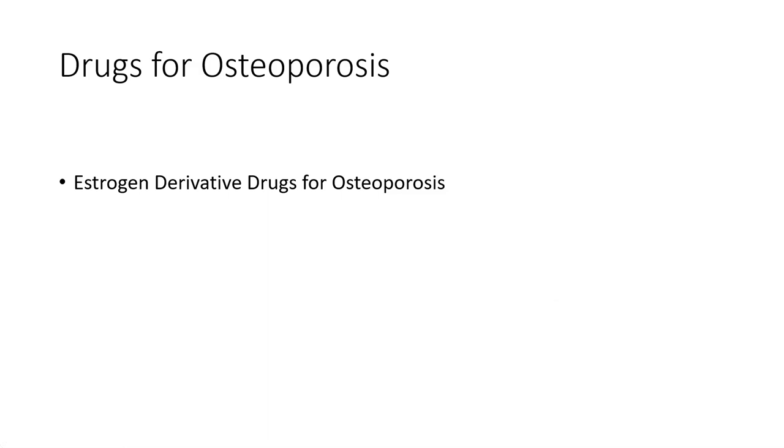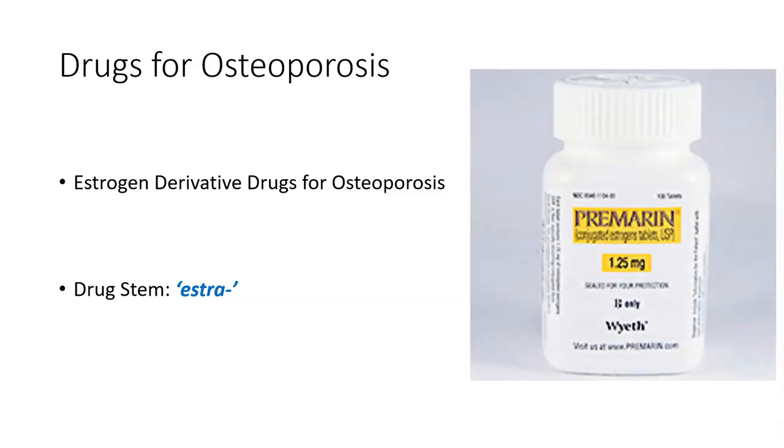We can also use estrogen derivatives to treat osteoporosis, especially in postmenopausal women. Estrogen is a hormone that facilitates the absorption of calcium and will inhibit the breakdown from the osteoclasts. And they have the drug stem of estra. Estrogen derivatives are used postmenopausal, and there's a definitive time span. And this is conjugated estrogen, which is known as Premarin.